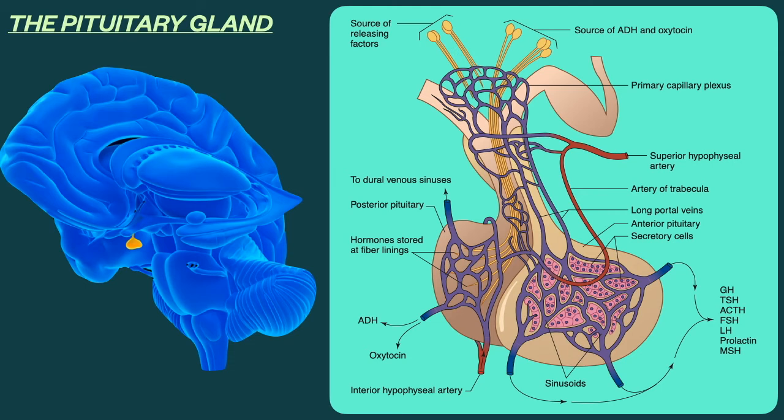ADH acts on the kidneys to decrease the amount of water lost in the urine. The posterior pituitary also produces oxytocin, which is responsible for uterine contractions during labor and milk letdown during breastfeeding.